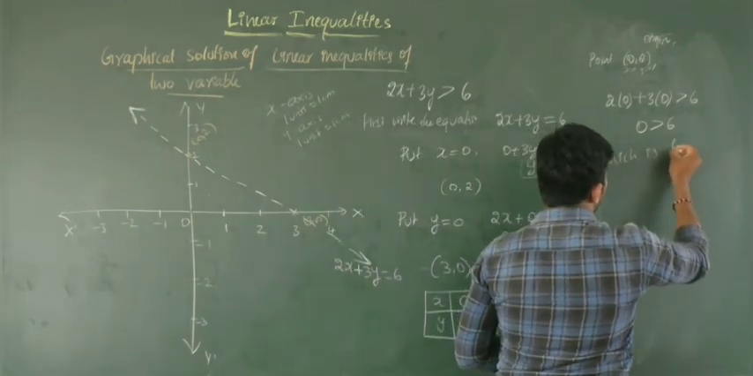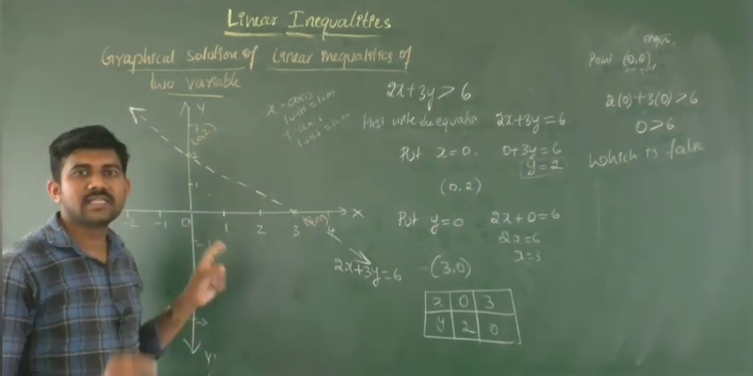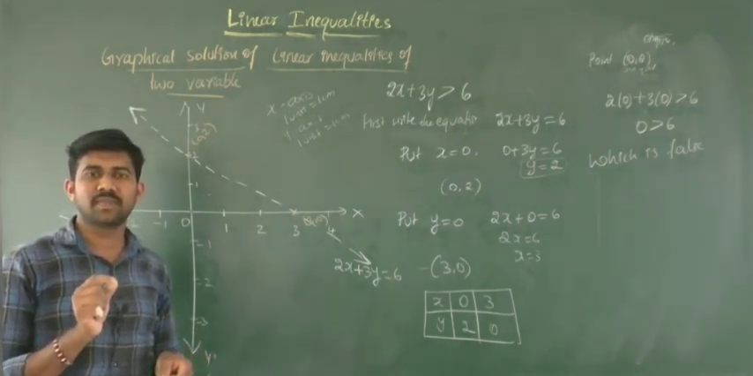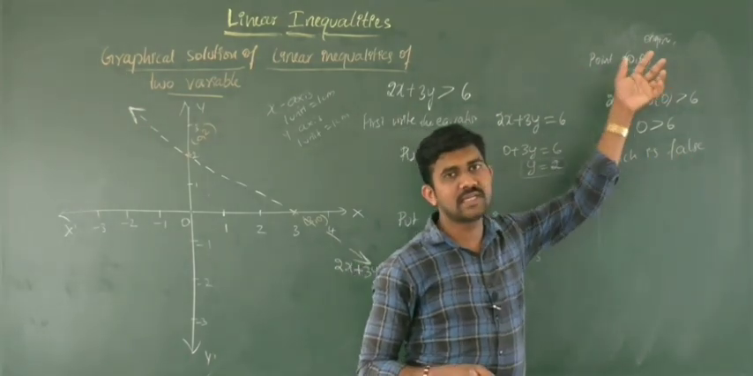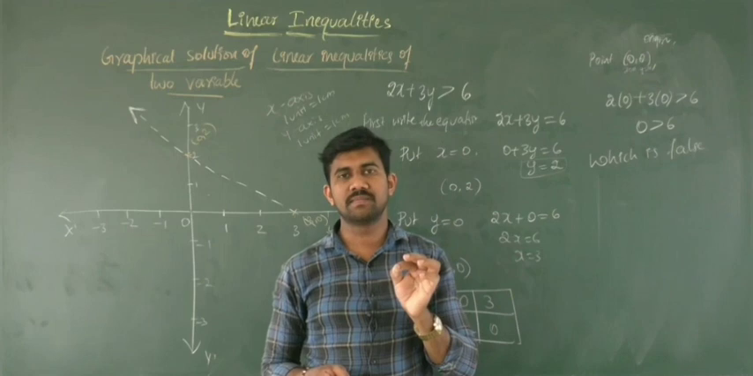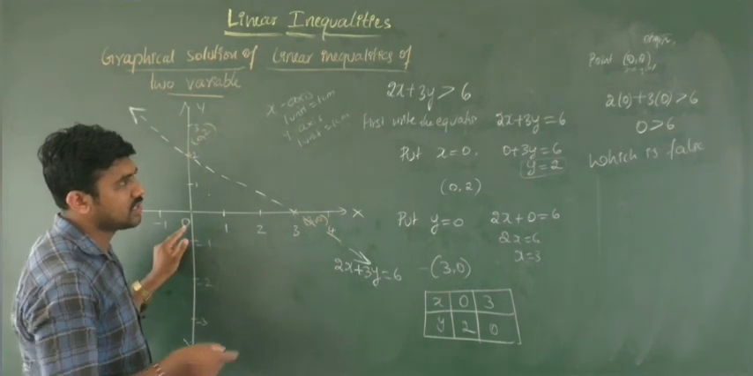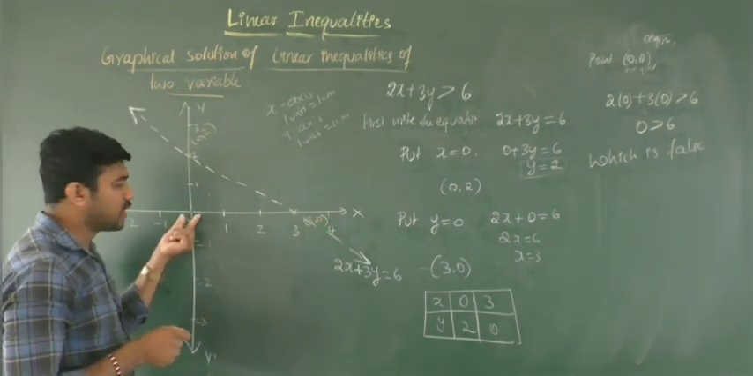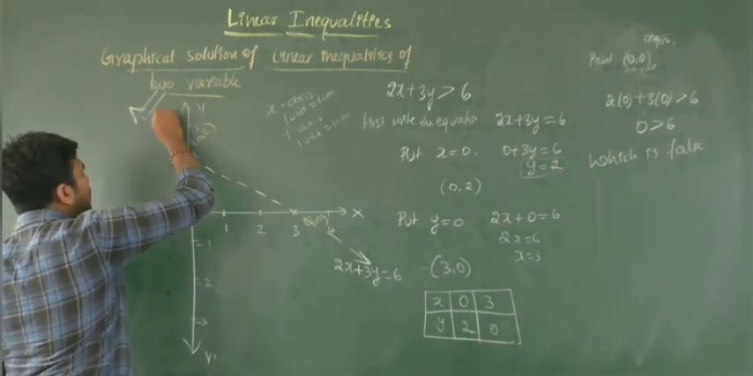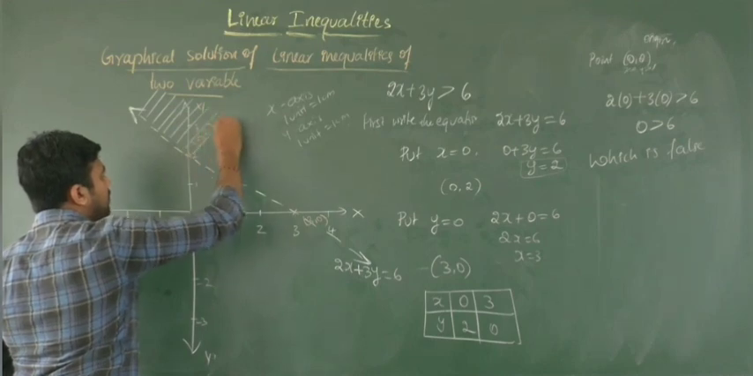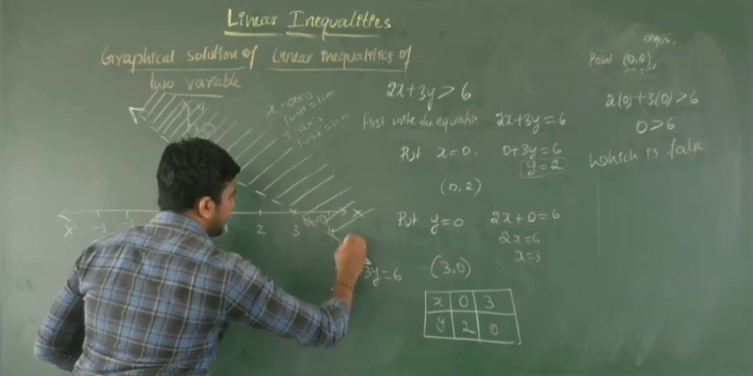Which is false means the point we considered does not lie in the solution region. Suppose if we get true here, then we can say the point we considered lies in the solution region. But here, since we got false, the origin does not lie in the solution region, so the solution region will be in the upper half plane. So this is the solution region of the given inequality.